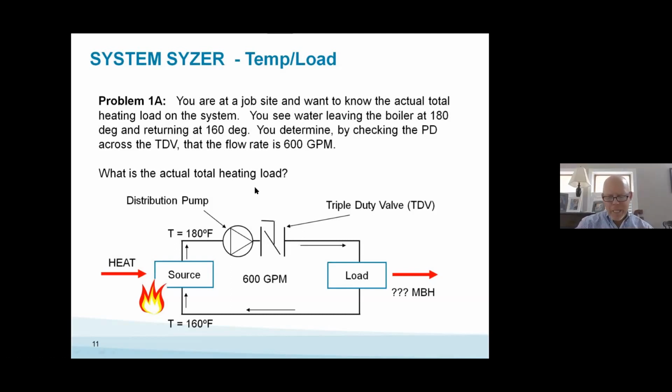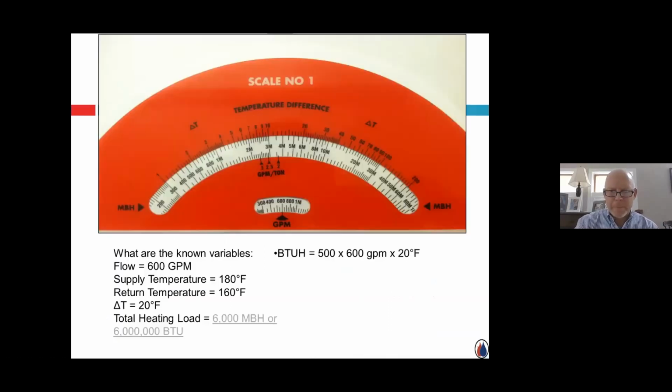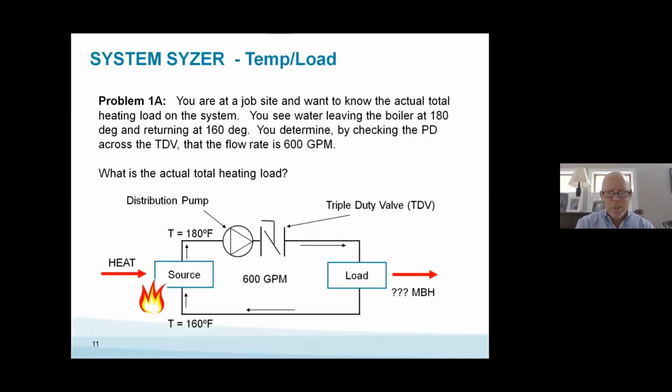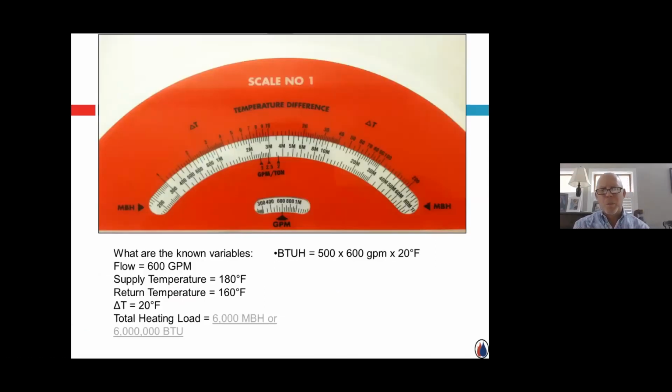Well, the way you could approach that is, right now, am I looking for flow rate? No, I've already established it. So I'd still use scale 1, and I'd line up 600 GPM opposite what? Well, it left at 180 and came back at 160. So find the GPM right here, 600. Now I'm using this wheel kind of working backwards, and I find the 20-degree delta T, and I realize that it's 6,000 MBH, or 6 million BTUs, at that given set of conditions. 600 gallons a minute, 20-degree drop, the load of 6 million BTUs. So it's just another way to quickly use this wheel.